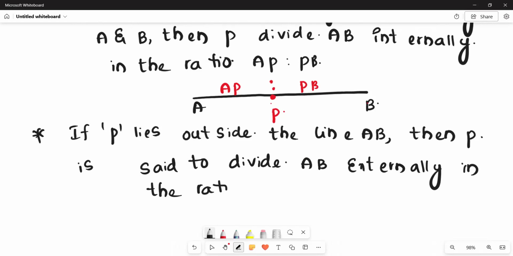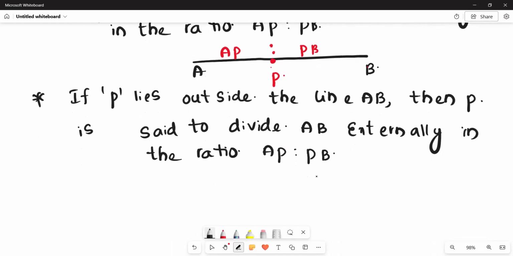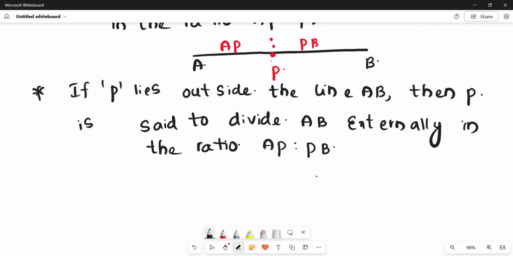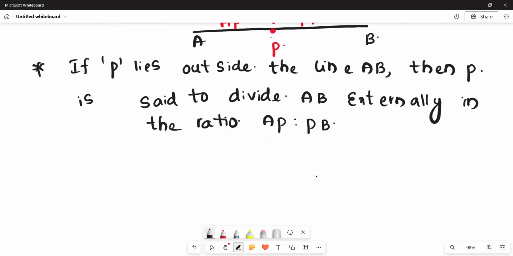Externally in the ratio, the same thing that was AP is to PB. If my particular point is located at the middle of the line segment AB, it is actually dividing that line segment AP is to PB internally in the ratio. But if you have the same point outside the line, let us suppose my line segment is A and B, and we have one more point P, it is actually making some ratio of this particular line.